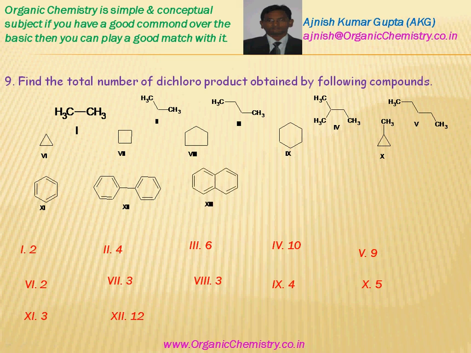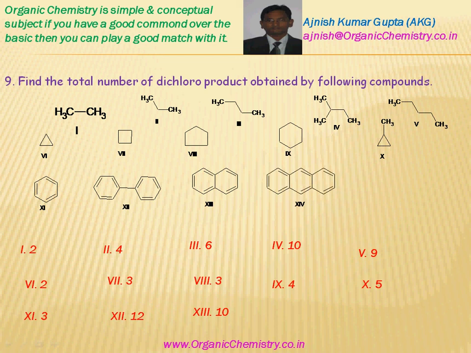For naphthalene, the positions are called 1, 2, 3, 4, 5, 6, 7 and 8. So the answer is 10. The positions will be 1,2, 1,3, 1,4, 1,5, 1,6, 1,7, 1,8, that is, fix one position as 1-chloro, then chloro at 2, 3, 4 and so on, along with 2,3, 2,6 and 2,7. So the answer will be 10.